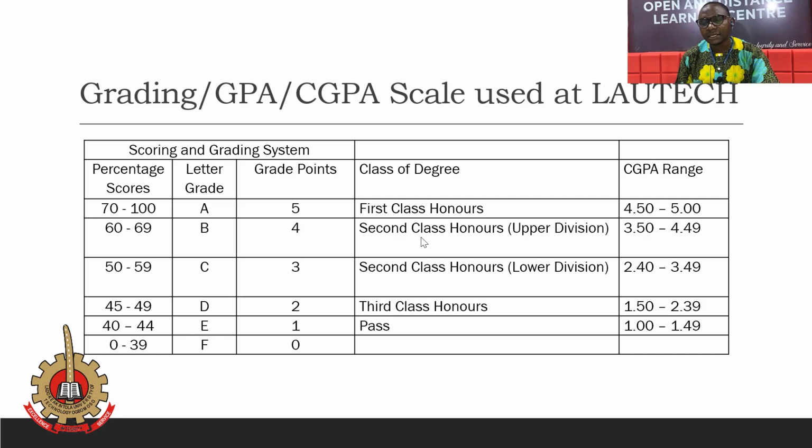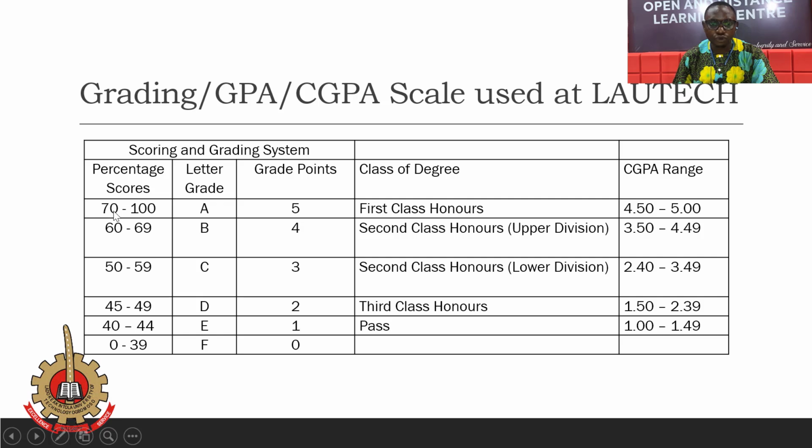At LAUTECH, there is a grading system that we use. Now, this grading system, we call it a 5-point grading system. I'm going to take you deeper into it, so I want you to give me your rapt attention. Now, if you look at my left here, you will see a scoring and grading system there. There are some headings that are very important. We have the percentage score here, the letter grade here, and the grade points follow. What this means is that after you have done your exams and your scores are out, you are going to be scaled on a level of 0 to 100.